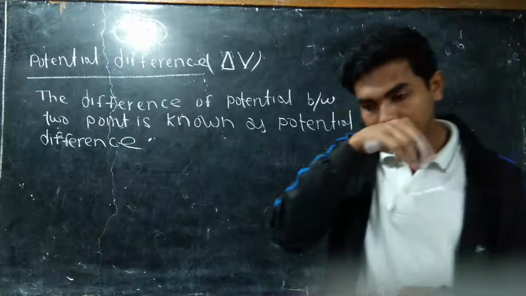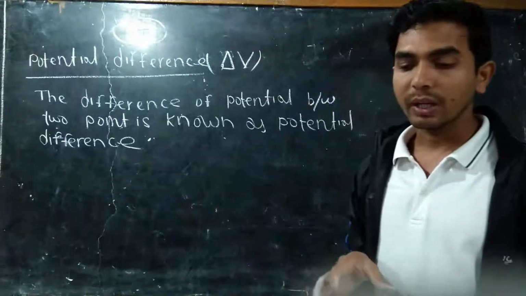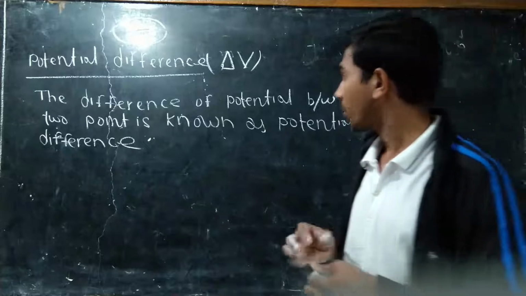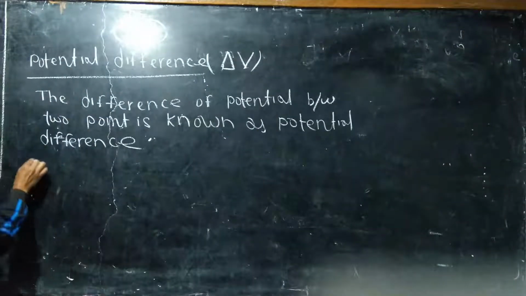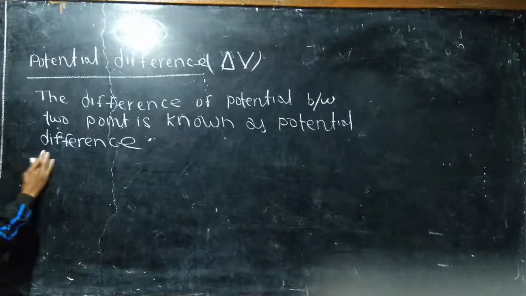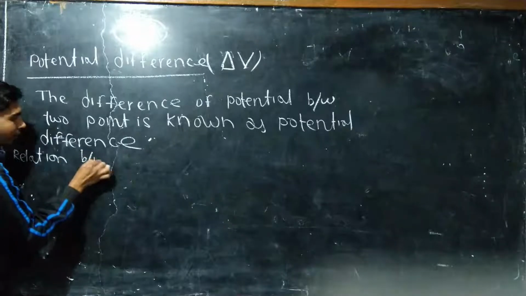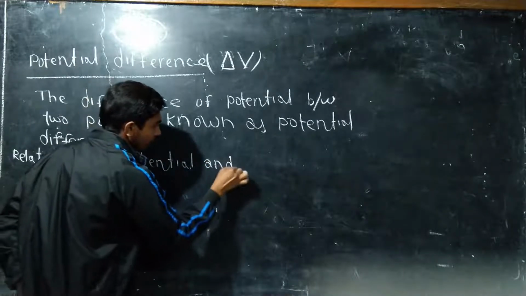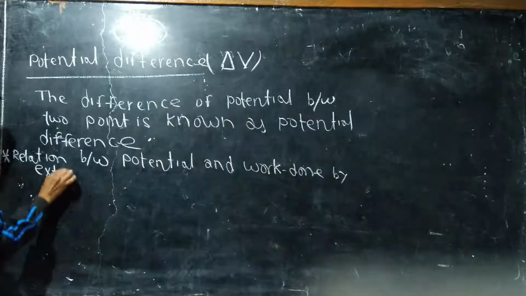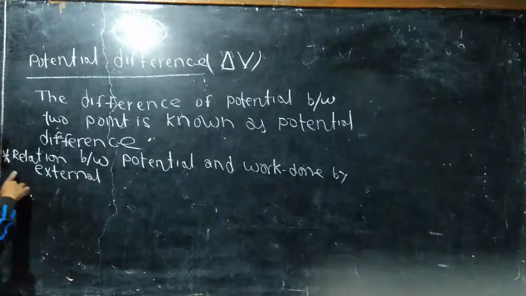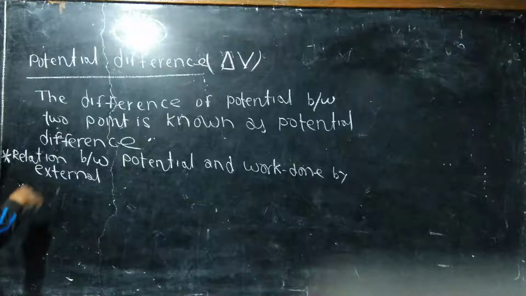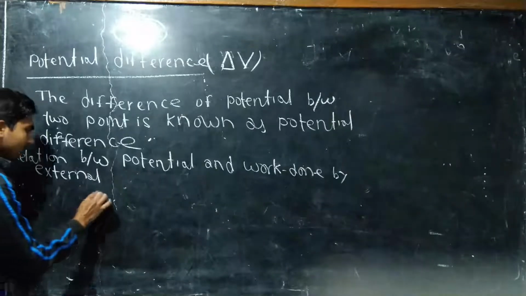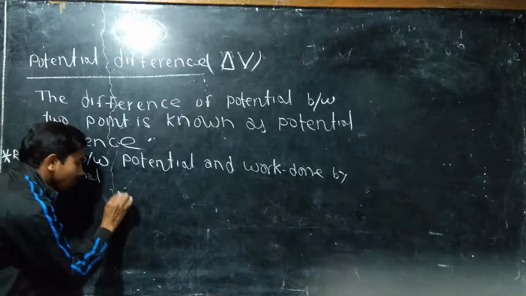So next we are going to write the relation between potential difference and work done by external. Mark it at the start and write: relation between potential and work done by external, right? So what is the relation? The relation is very simple, okay?